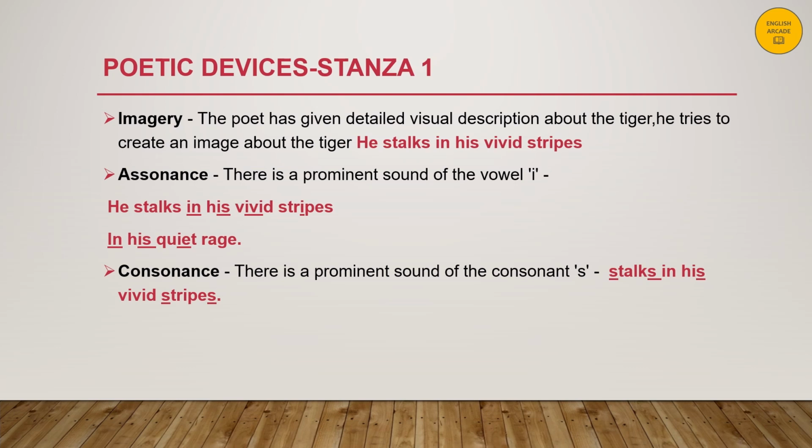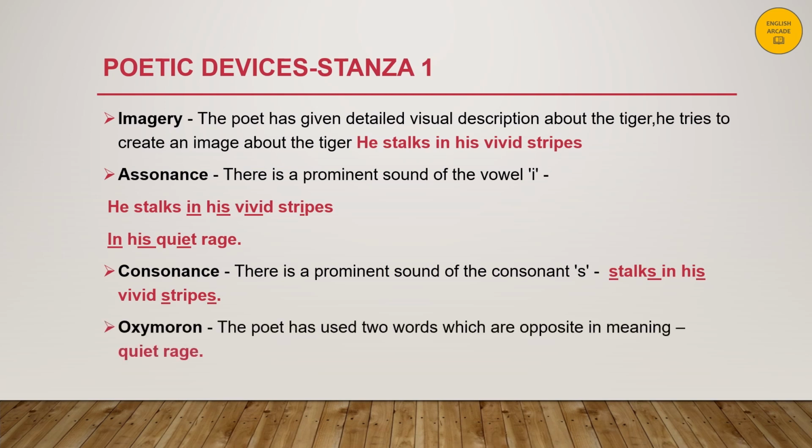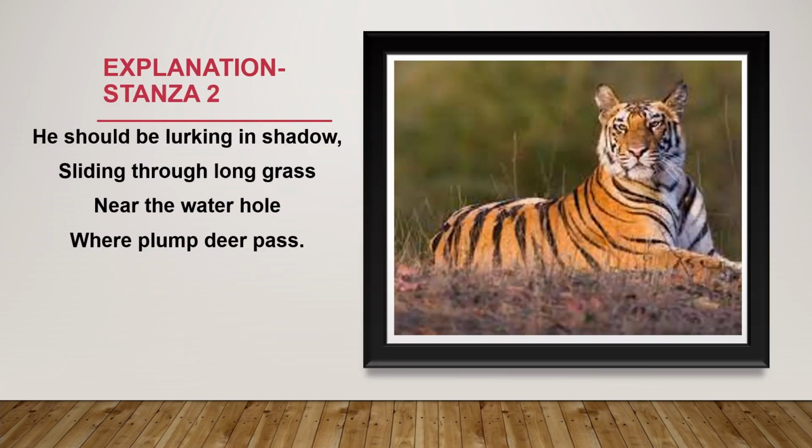Consonance is also used here in stanza 1, where we see the dominant sound of the consonant S used in stalks in his vivid stripes. Oxymoron is used by the poet in stanza 1 with quiet rage, two opposite words used together to form a phrase. Let us understand stanza 2.